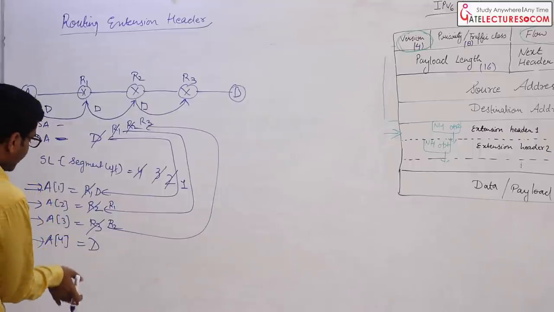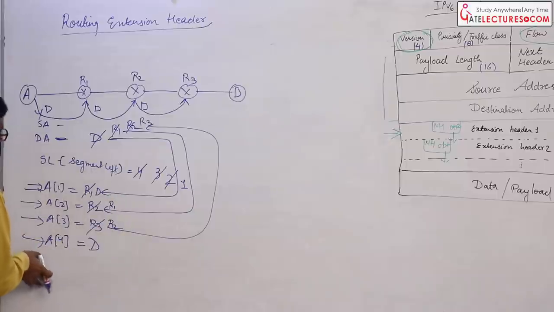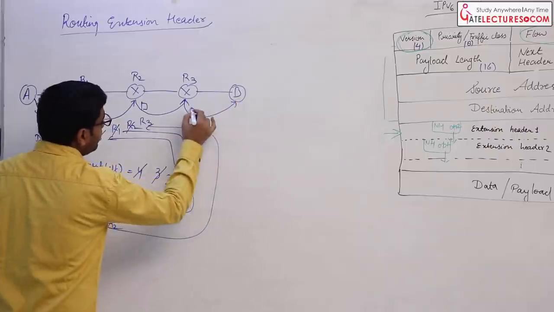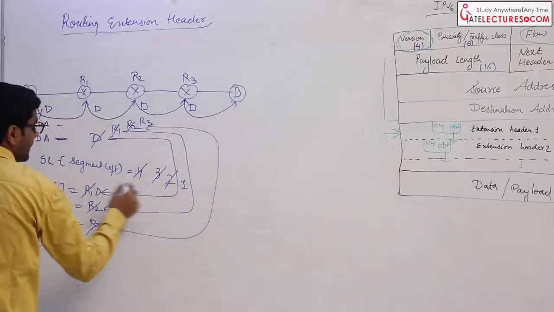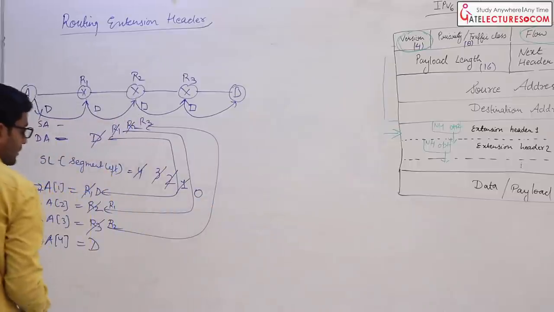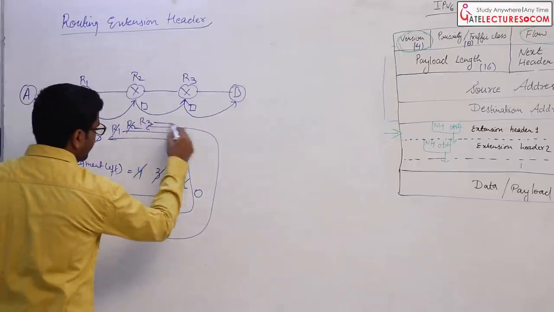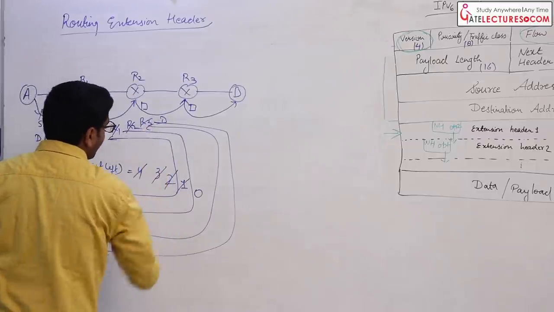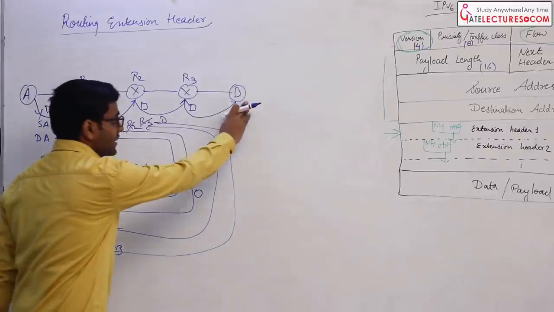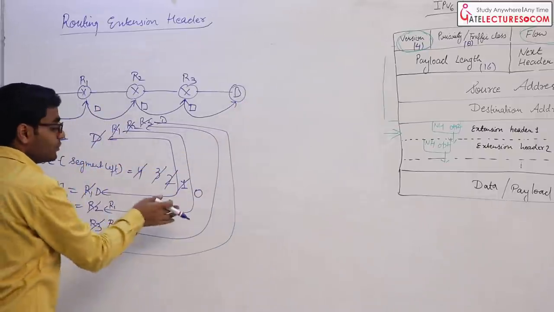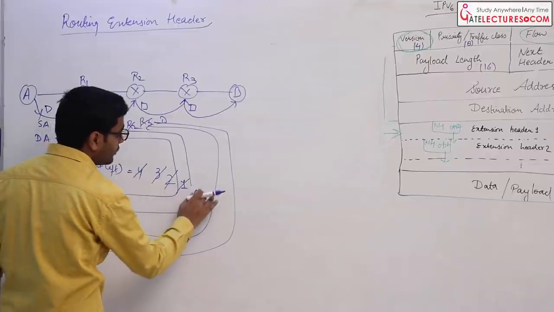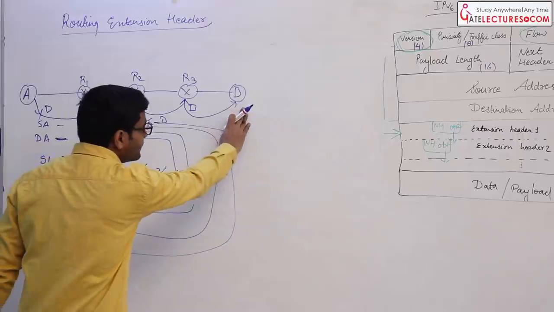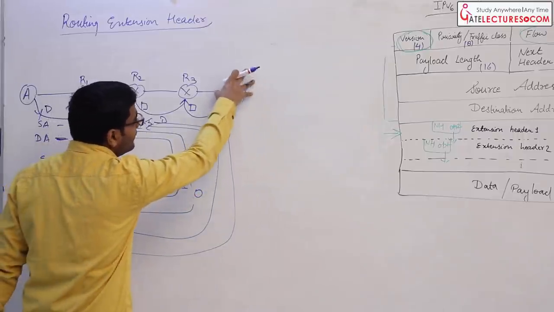Now the next address the packet has to go through is this. This is the destination address. So the packet will be transferred here. Now the segment left field will be decreased by 1, so it will become 0, and this address will be swapped by this address. So R3 comes over here and the destination comes over here. Now when it reaches the destination, it has reduced the segment left by 1 and it became 0. This indicates that it is the last node the packet has to visit, so it is the destination.